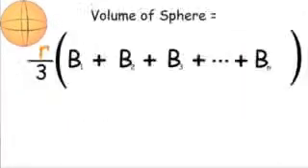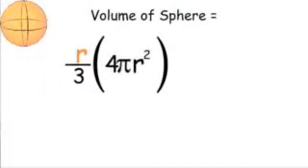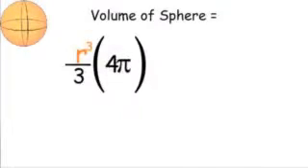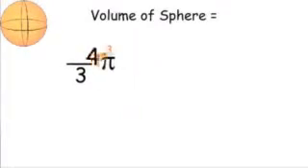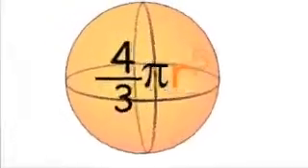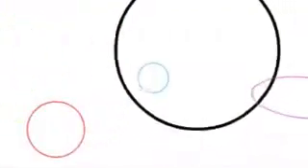So now let's go back to our simple formula and replace the sum of all bases with 4 pi r squared. Now we combine the r's together to get r cubed, and now we simply rearrange the equation to get 4 over 3 pi r cubed. So 4 over 3 pi r cubed gives you the volume of any size sphere that exists.